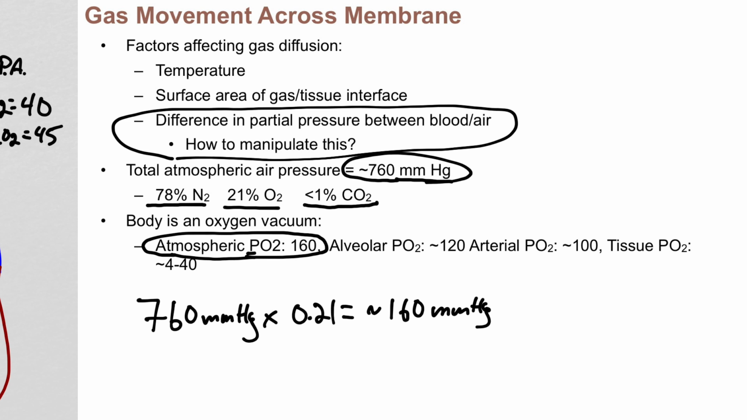It basically means since O2 is 21% of the atmosphere, it's responsible for 21% of the total pressure, and 21% of 760 is 160. In practice, a partial pressure is very, very similar to a concentration. It's basically the equivalent of a concentration for gases. But instead of molarity or grams per liter, we measure it in millimeters of mercury. All right, so a rule is just like molecules diffuse from high to low concentration, gases are going to diffuse from high to low partial pressure.